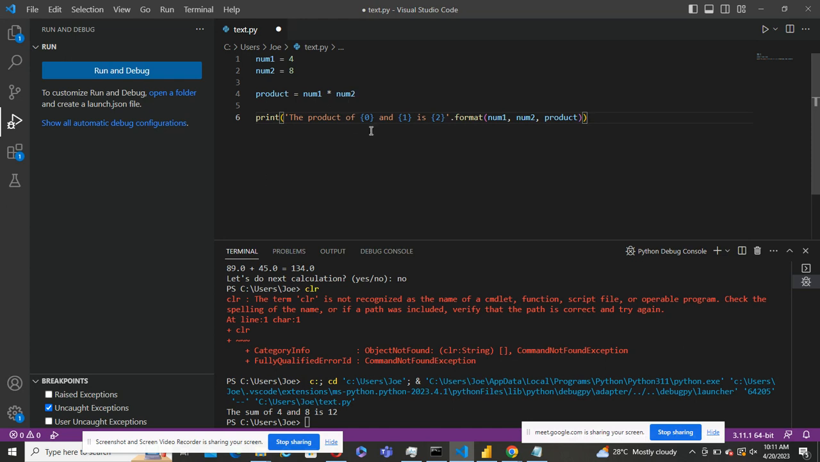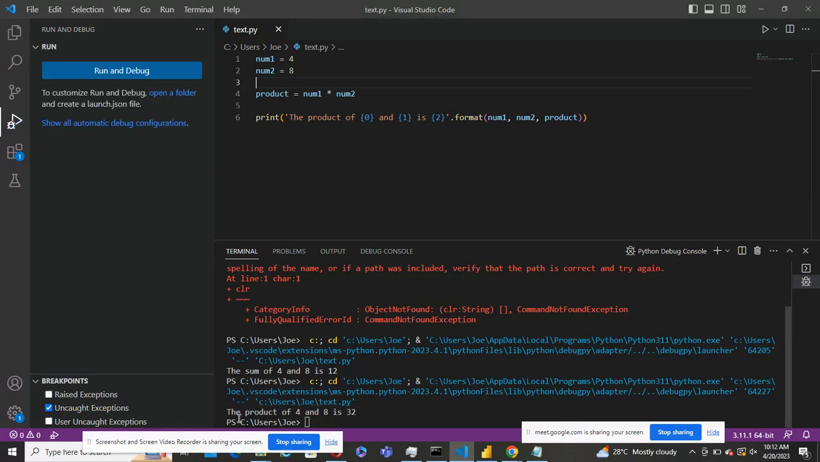Then we are calling it in the parentheses. So we are saying the product of memory space 0. Memory space 0 is here. We've assigned memory space 0 to 4. Memory space 1 is here. Then memory space 2, that's the product, is this and this. Then we call them, we run them. So we can see the product of 4 and 8 is 32. Very simple, addition of two numbers or multiplication of two numbers.